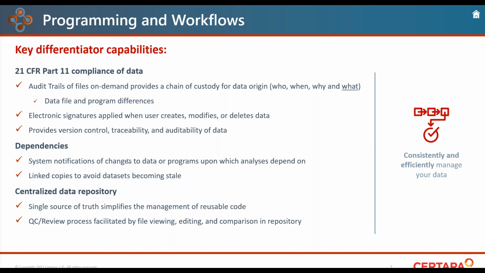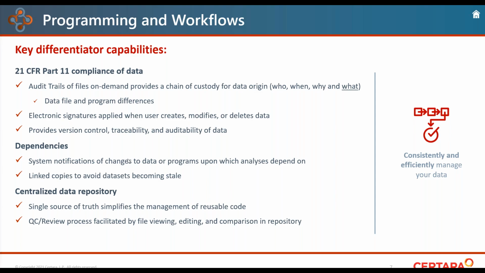Those electronic signatures typically get applied when users create, modify, or delete data. And like I mentioned before, you have version control for the files in the system, along with traceability and auditability of the data. And not only that, but for say CSV files, you can see the differences between one version of a file versus another. We also have dependencies in the system. So if there's a change to the source data for a particular analysis, that dependency is tracked, and you can tell when your analysis is out of date and when the user might need to update their analysis using an updated source data set, right?